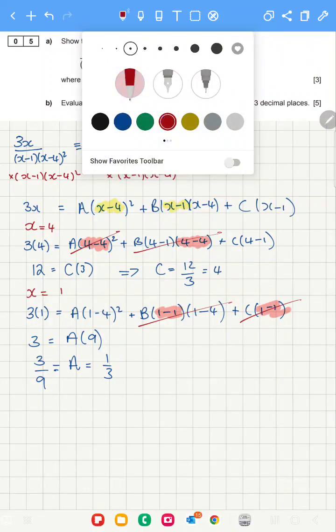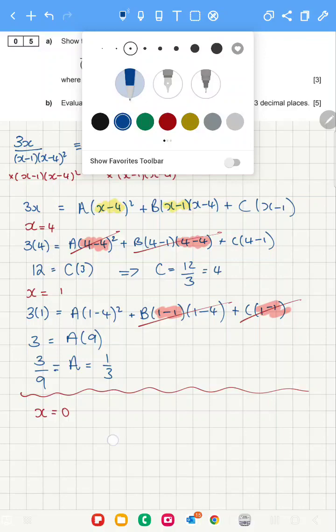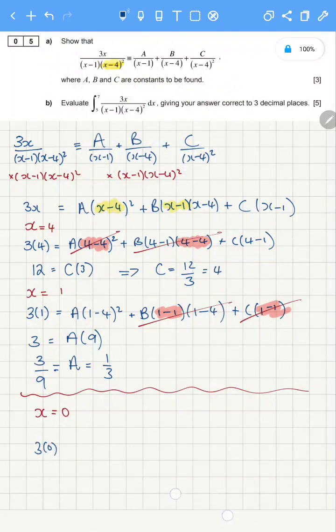Now we need to pick a random number. I'm just going to draw a line to signify my random number. So I'm going to go for x equals 0. I always go x equals 0, I don't know why. So on the left, we get 3 times 0. And as we go to the right, any letters I know now, I'm going to substitute in. So I know that A is a third, and I know that C is 4. So I'm going to put those numbers in when I'm going through this. That's what I'm doing. So let's go through this.